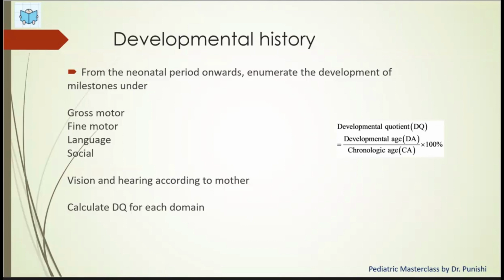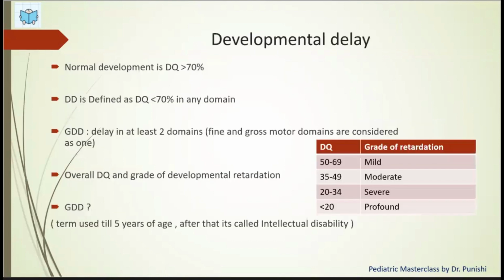So then you calculate the DQ for each domain. Now, when I talk about normal development, normal development is defined as a DQ of more than 70%. Developmental delay is when your DQ is less than 70% in any of the domains.